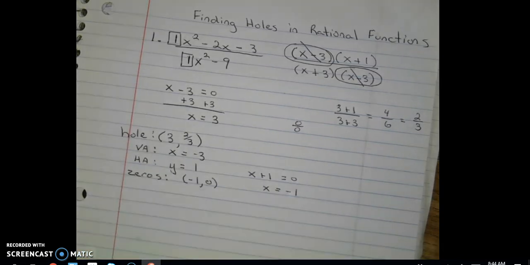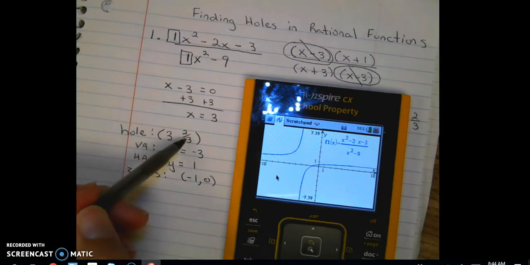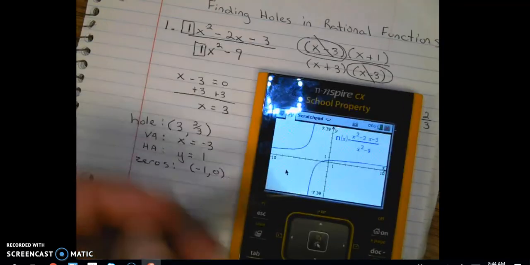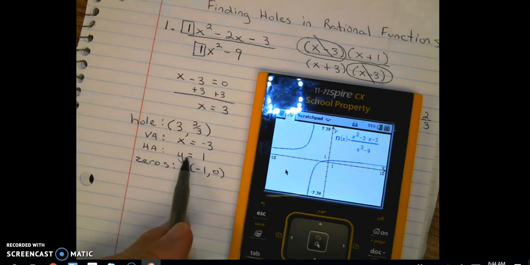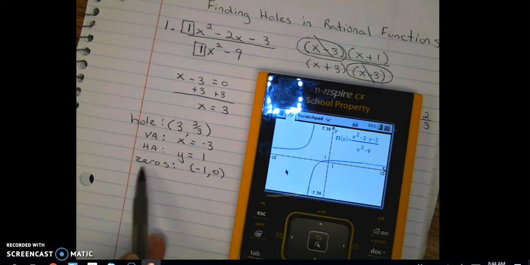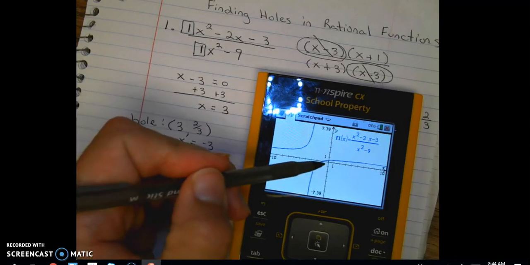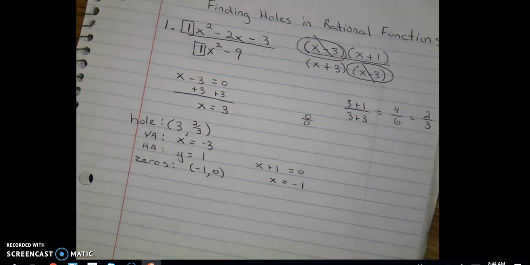So let's make sure that these are all true before we continue. So we have a hole at 3, 2/3 right in here. We have a vertical asymptote at x equals -3 right here. Horizontal asymptote at y equals 1. And the 0, where does it cross the x-axis? We have a 0 at -1. Okay, so let's see, where is it? Here we go.